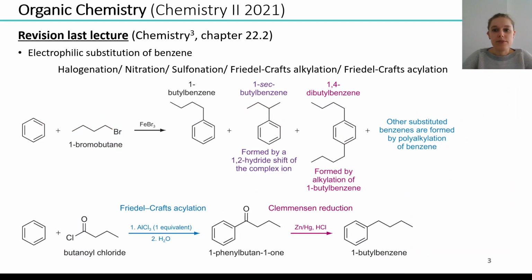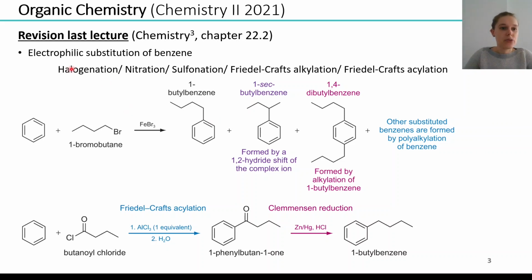If we now have a closer look at Friedel-Crafts reactions, so at Friedel-Crafts acylations and Friedel-Crafts alkylations, it is important to know that Friedel-Crafts alkylations generally yield multiple products, particularly when using primary halogenoalkanes. There are 2 reasons for the multiple products. First of all, there is a possible rearrangement of the intermediate coordination complex. And second, polyalkylations take place.